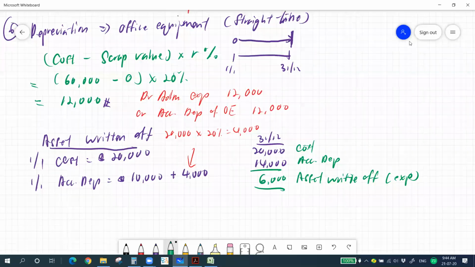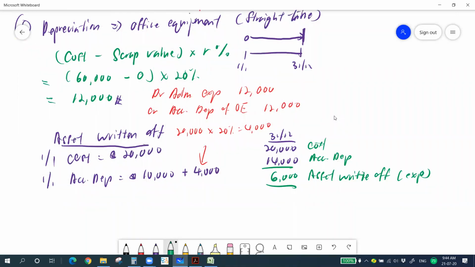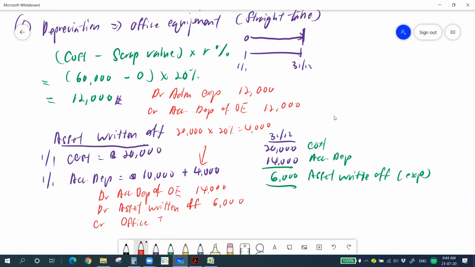Next, I'm going to show you the double entry. In the double entry, I debit accumulated depreciation of office equipment 14,000. And then I debit asset written off 6,000. And I credit the office equipment 20,000. So this is the double entry.